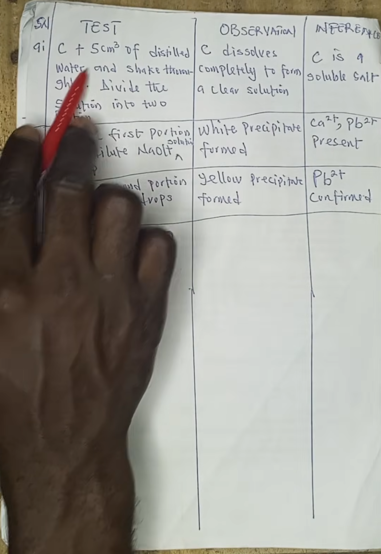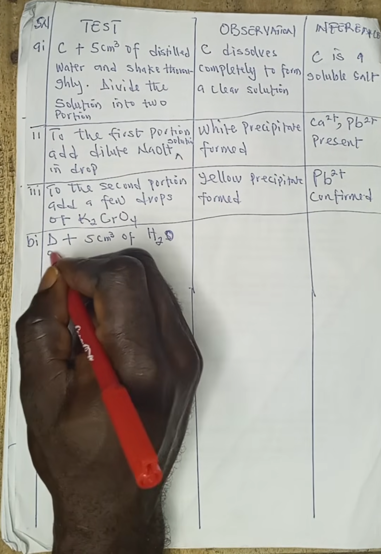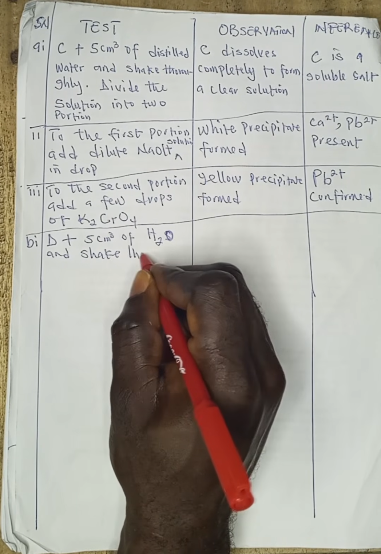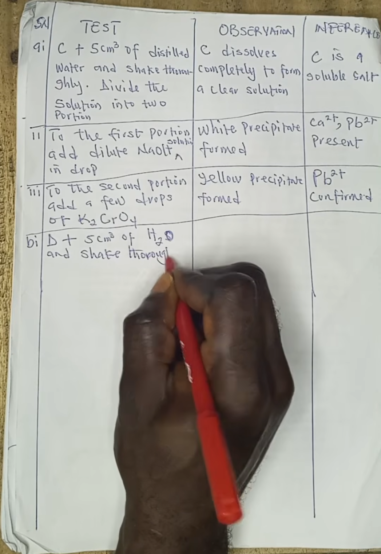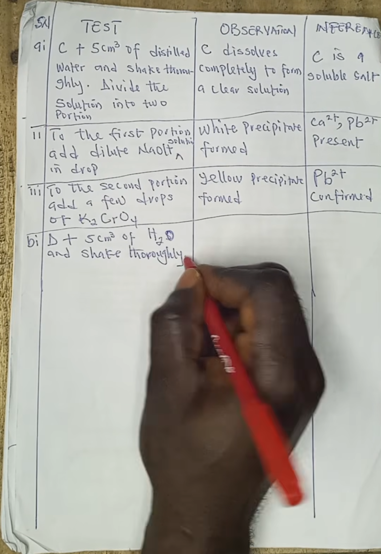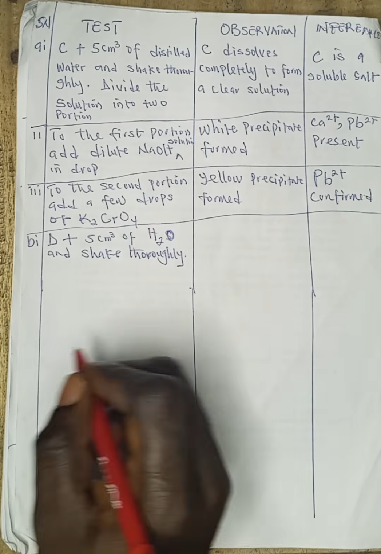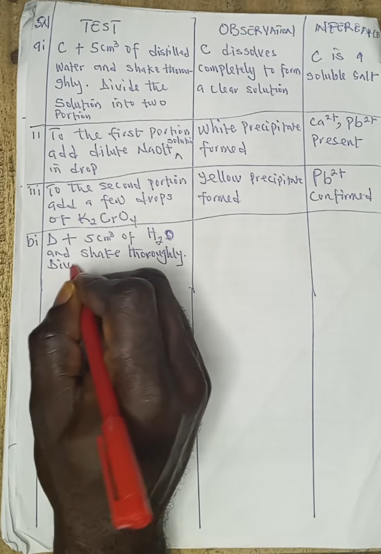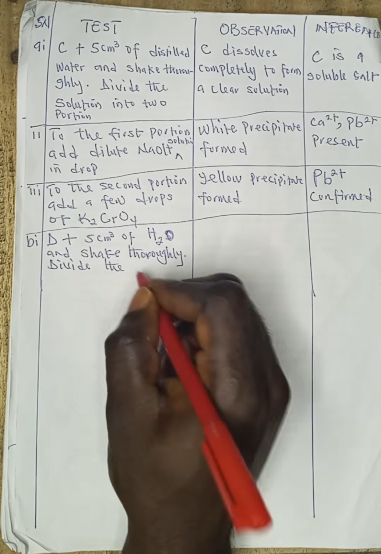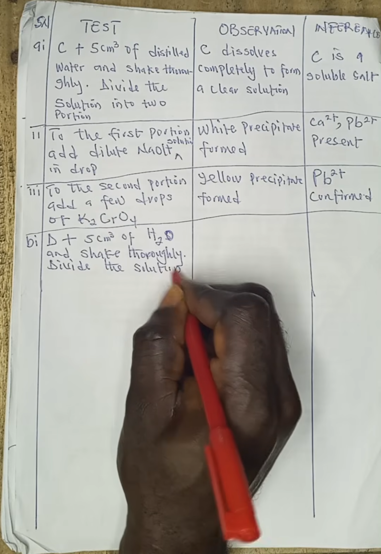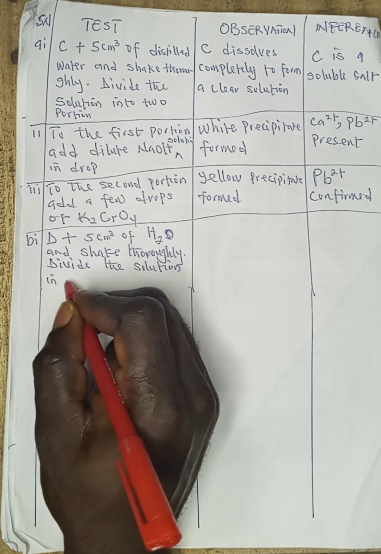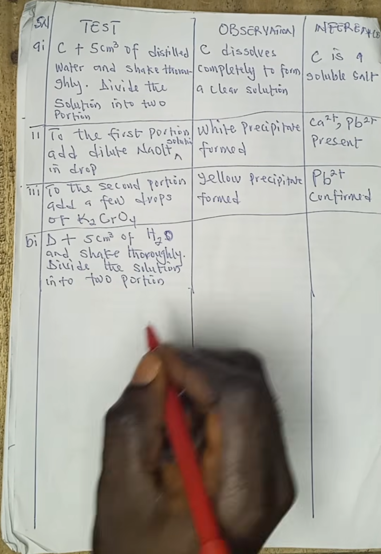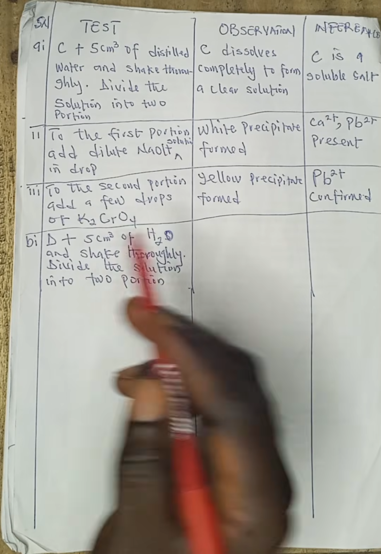Then shake just like this one, exactly like this one, and shake thoroughly. You are asked to shake thoroughly. Okay, when you are asked to shake thoroughly, you should divide the solution into two, exactly the same thing here. Divide the solution into two portions. When you do one, what do you observe?